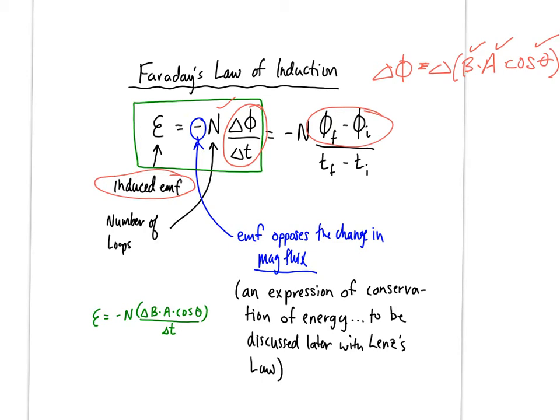So the negative sign there, your book doesn't use that, but most textbooks do use it. Your book just talks about the magnitude of the induced EMF, and then it talks about how to determine the direction of the induced EMF, which is another principle called Lenz's law. So before I get into that, let's talk about some examples of how things can induce an EMF.